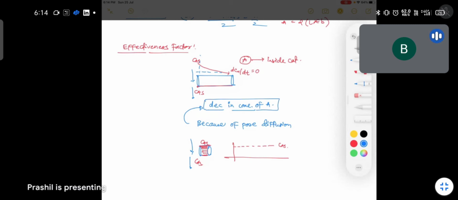I hope you are clear with this. Because of pore diffusion there is decreasing concentration, and we took average concentration because concentration is decreasing and we need to find out a single concentration. So at that time we found average concentration by integrating your concentration over length L, the length of the pore, divided by length, right? Suppose there is no pore diffusion, there is no decrease in concentration of A, right? Are you guys clear with this?